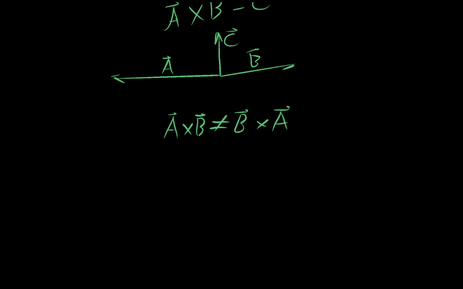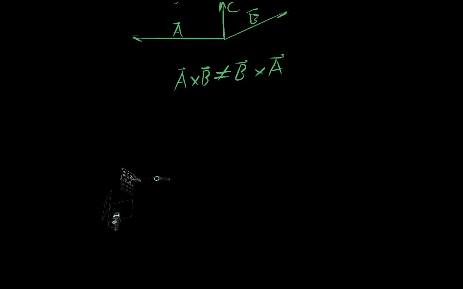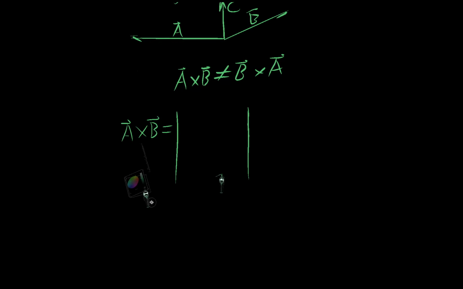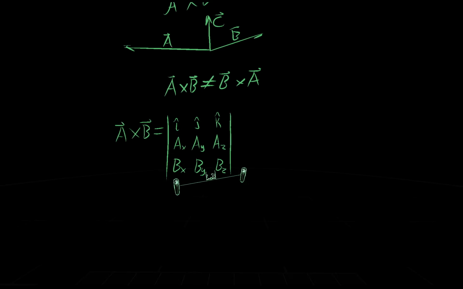So just like scalar multiplication, we can perform vector multiplication using components. This one is a little bit more complex though. So if we have A cross B, what we do is we set this up. This is called taking the determinant of a matrix, if you're familiar with that language. So we would do our I, J, K on the top row. I'm going to have three rows. And here we have AX, AY, AZ. And here we have the B row, BX, BY, BZ. That's how you set it up.